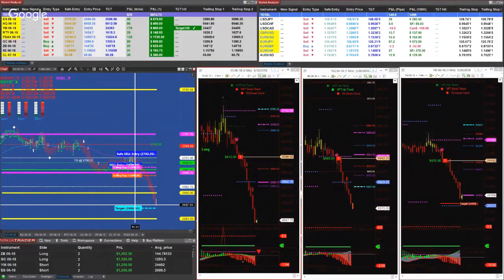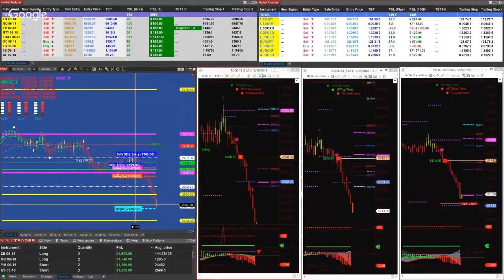And for the ones that were with us, we started with $800 this morning, and now we are up to 2,300 even right now. So there we go. This is the power of trading.